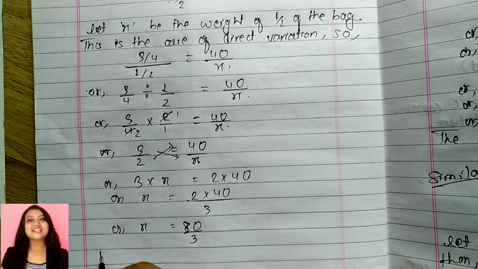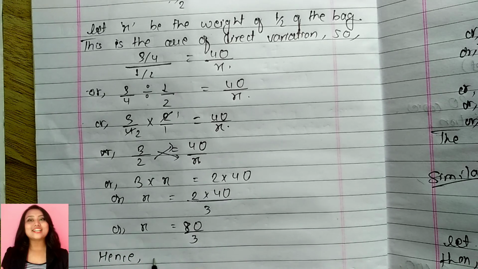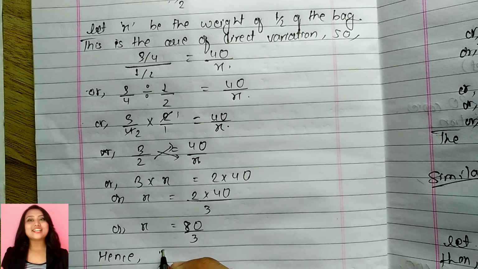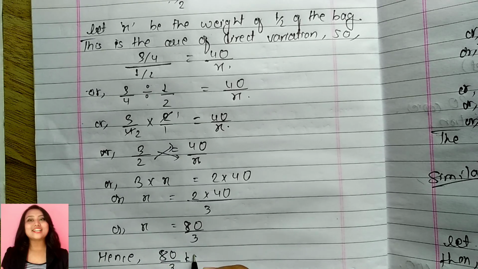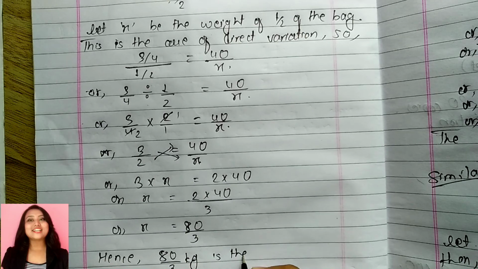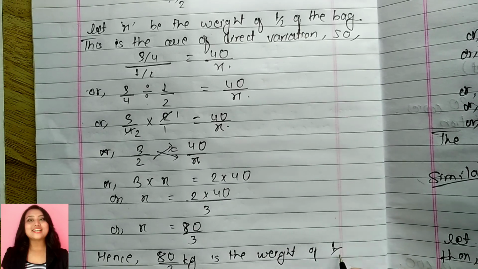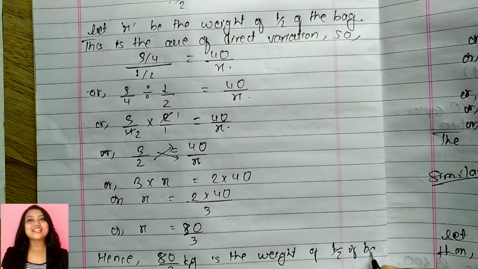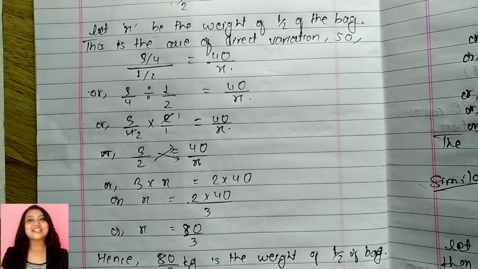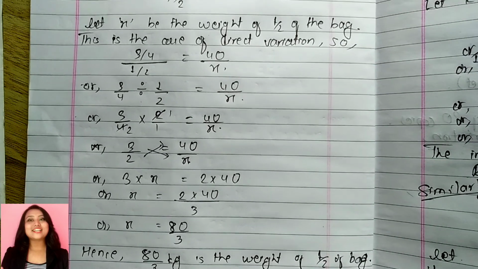Now let's write the conclusion. Hence 80 by 3 kg is the weight of 1 by 2 of the bag, or you can write it in decimal also.